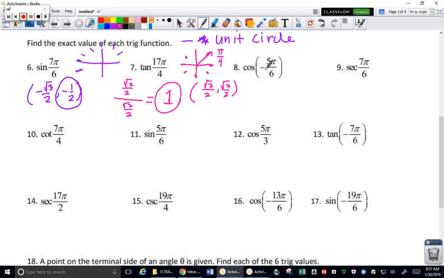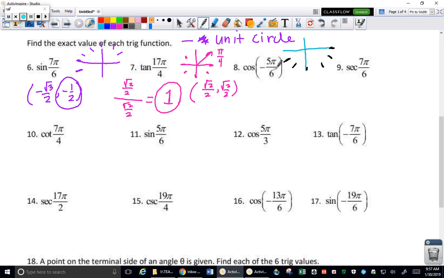Negative 5 pi over 6. Now we have a negative angle, so we can talk about how we measure those. Negative angles go clockwise around your unit circle, and pi over 6 is 30 degrees. So from 0, we go negative 1 pi over 6, negative 2, negative 3, negative 4, negative 5 pi over 6.